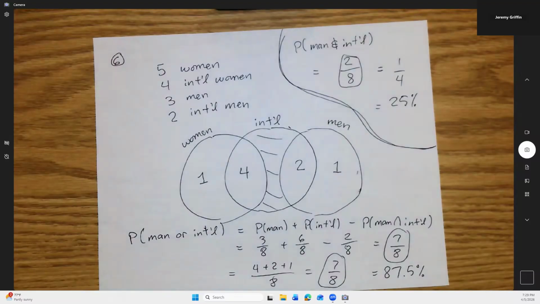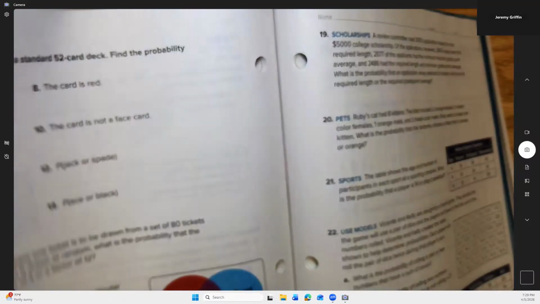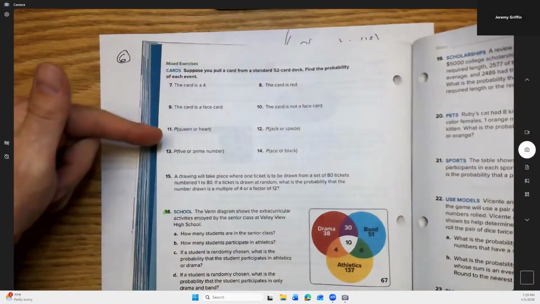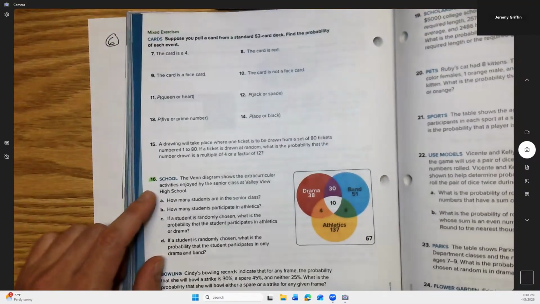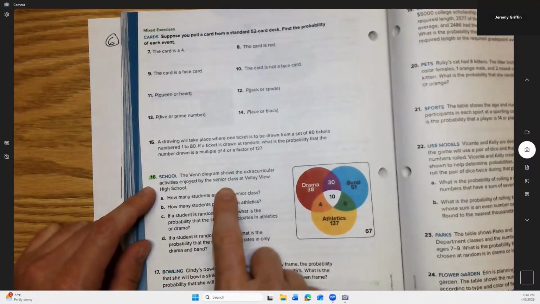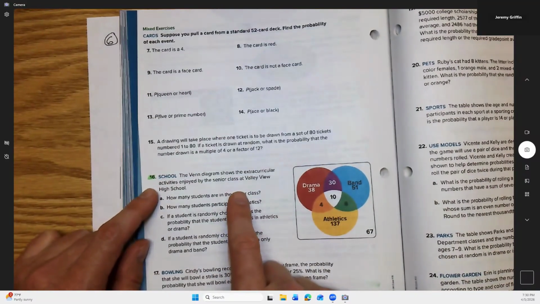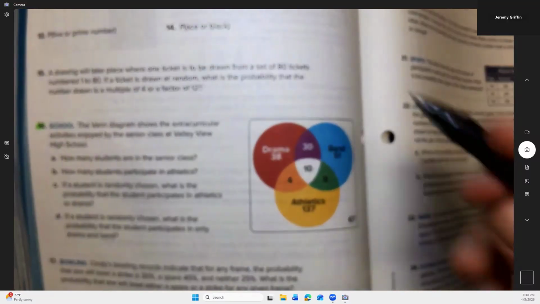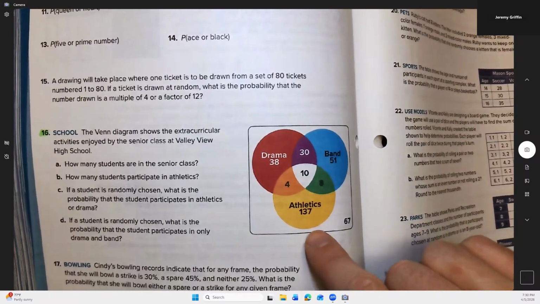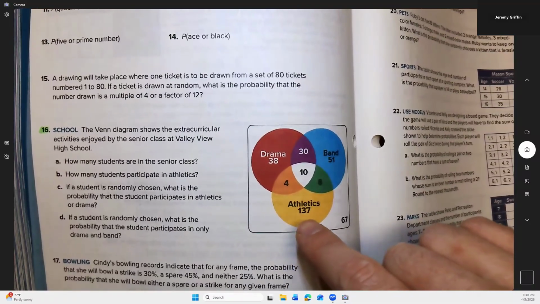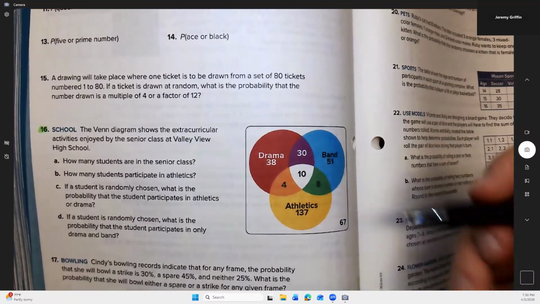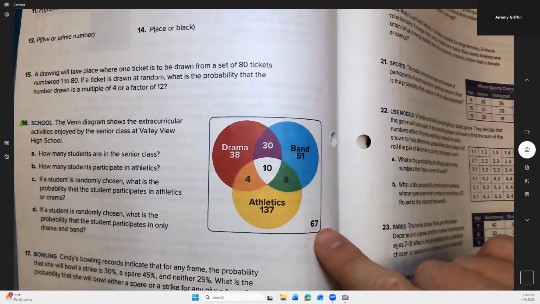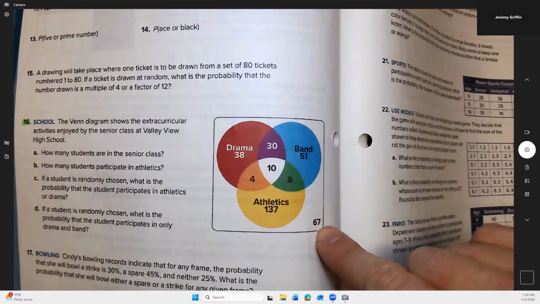All right, so we got next here. We got lots of card questions, but we did an example of that earlier. Number 16, school. The Venn diagram shows extracurricular activities enjoyed by the senior class at Valley View High School. Okay, so we got drama, band, and athletics. You can be in one group or two groups or all three groups. Looks like there's 10 students who are in all three groups. Or you could be in none of the groups. It looks like there are 67 students who have not joined any group at all.